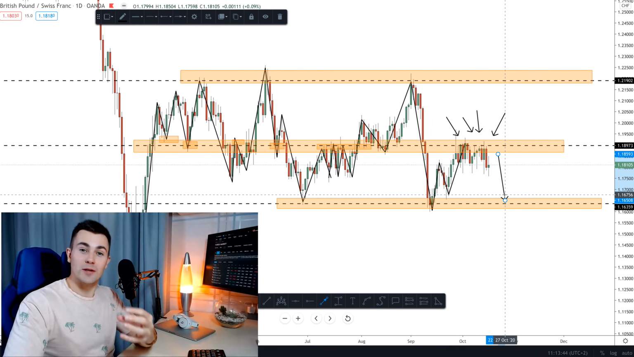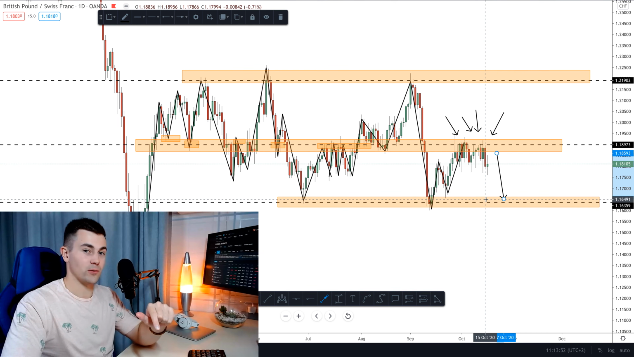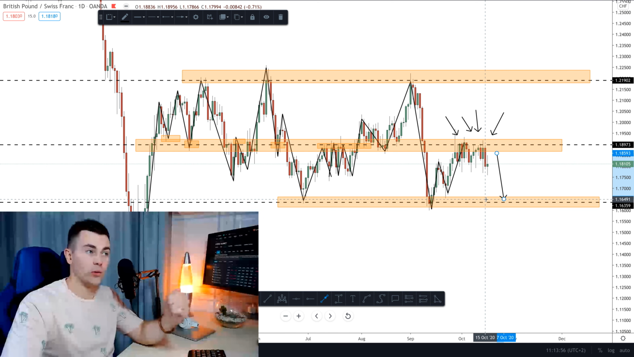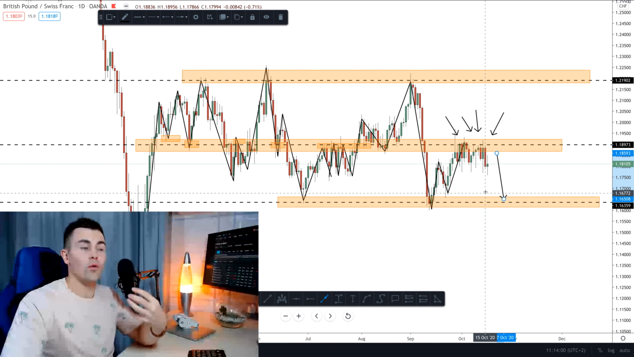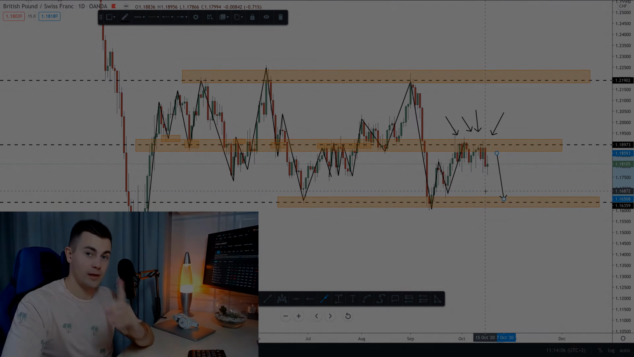So this is how we make predictions on a daily. We make a prediction on a daily that the market is bearish and it will start falling to this structure support. Now what do we do? Now we analyze a lower time frame, and on a lower time frame we look for the things that confirm our predictions, and there we will rely on the price action again.